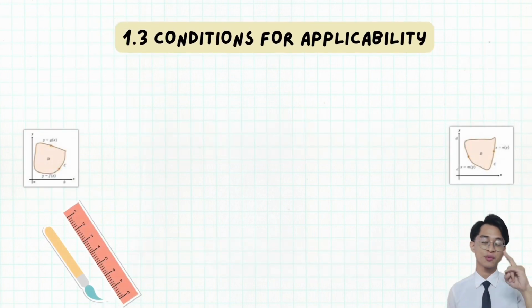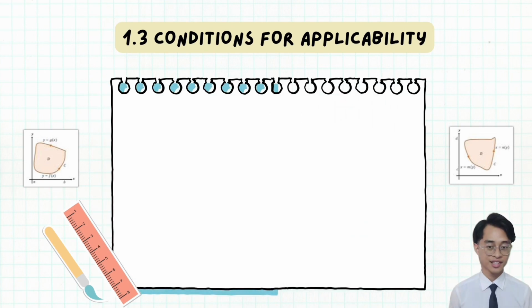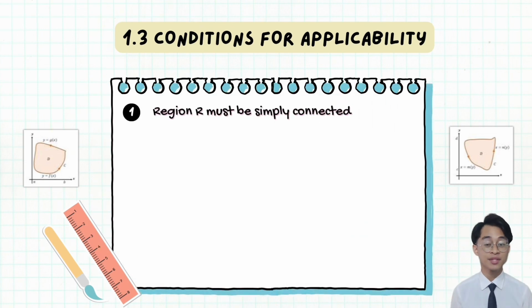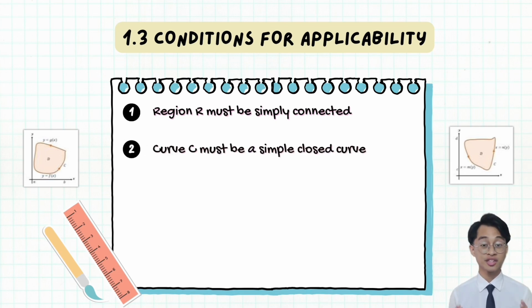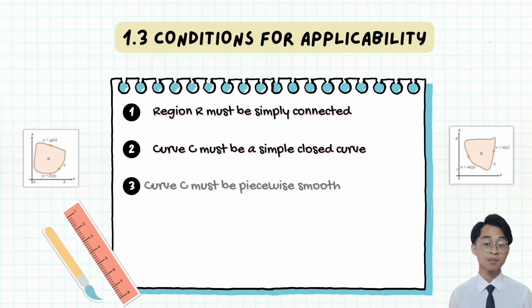Alright, let's move to 1.3, which is the condition for applicability. The first one, the region R must be simply connected. This means the region has no holes and is entirely contained within the boundary curve. The second one, curve C must be a simple closed curve. It must form a continuous loop without intersecting itself. The third one, curve C must be piecewise smooth.